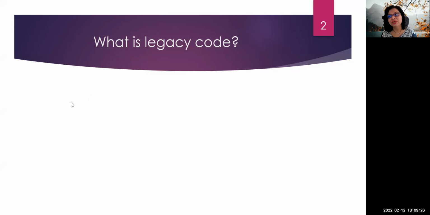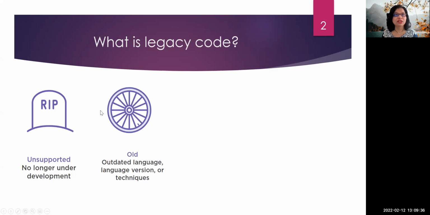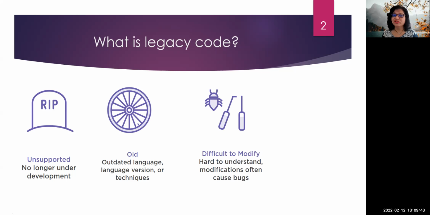There are various definitions of legacy code. Code which is not supported, which is no longer in development, we can call legacy code. Or code which is written in an old programming language, or uses old techniques, you can call legacy code. And something which is difficult to modify, very tightly coupled, like bad architecture code, where even if you modify a thing at a single point, it can have side effects on the entire code and you risk introducing additional defects. That's why it's very difficult to modify.